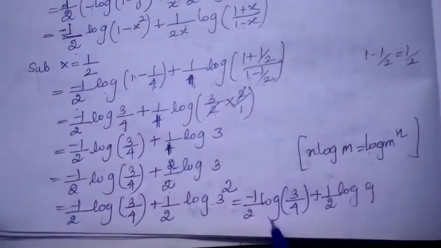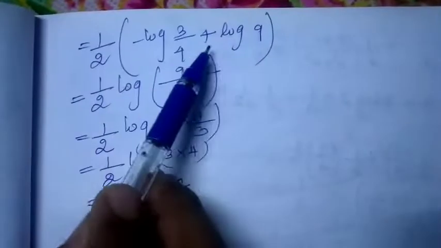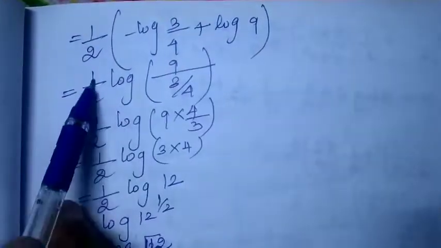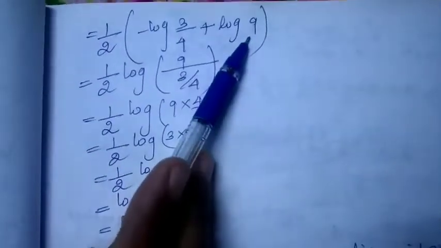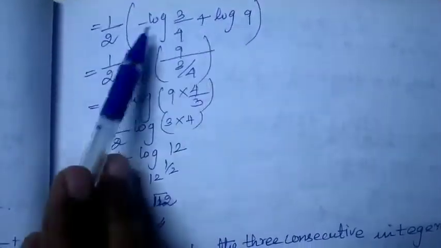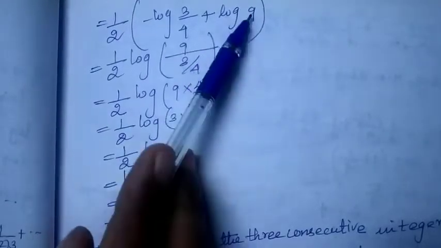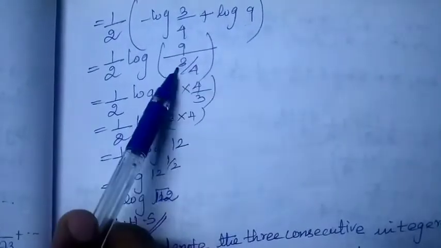Okay. So now you take 1 by 2 as a common term. So the remaining terms are minus log 3 by 4 plus log 9. So 1 by 2 into, now this is in the form of log m minus log n. So we know the formula of log m minus log n, that is log m by n. So the formula is 9 by 3 by 4. Okay. So 3 by 4.